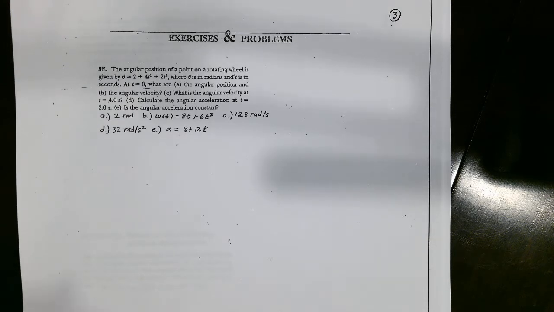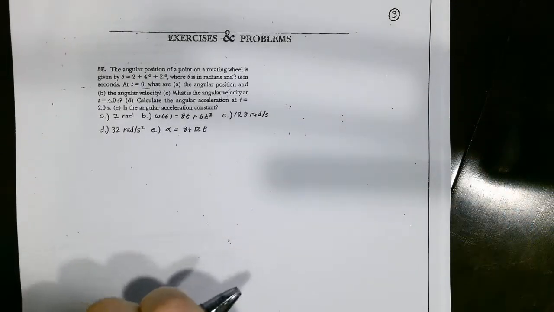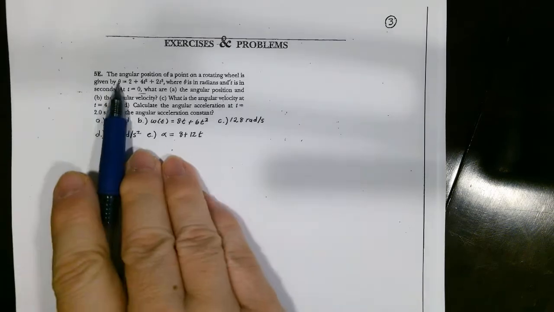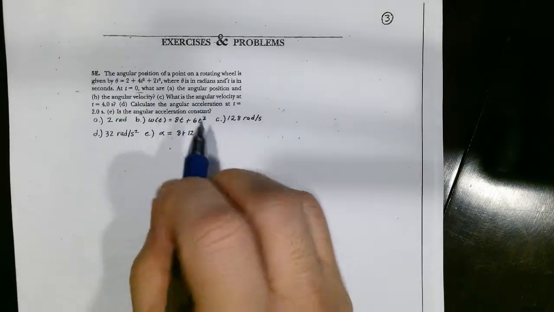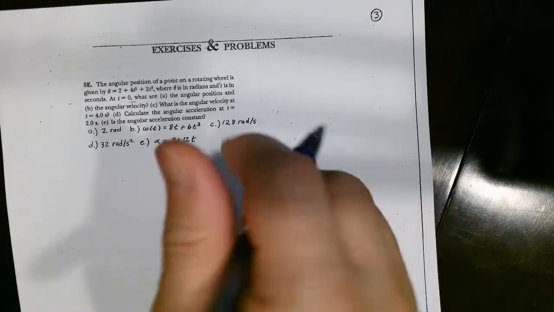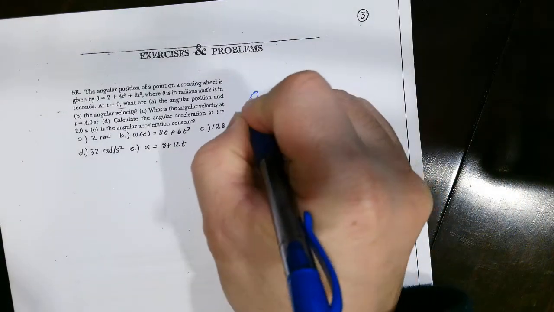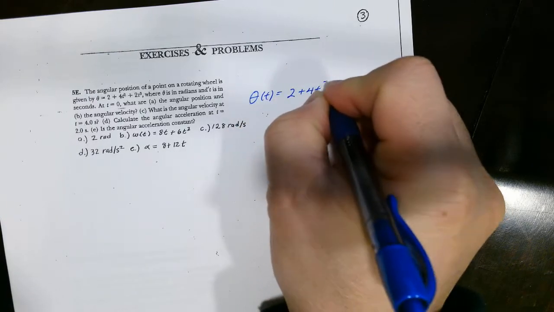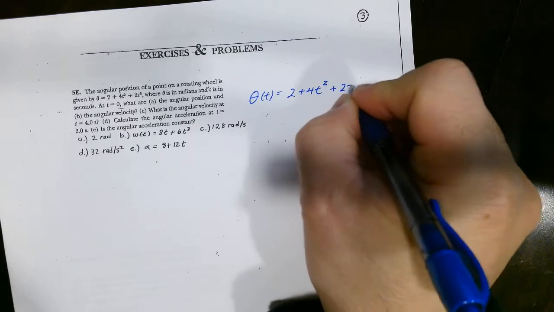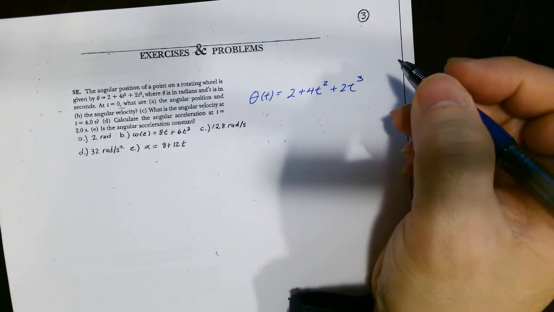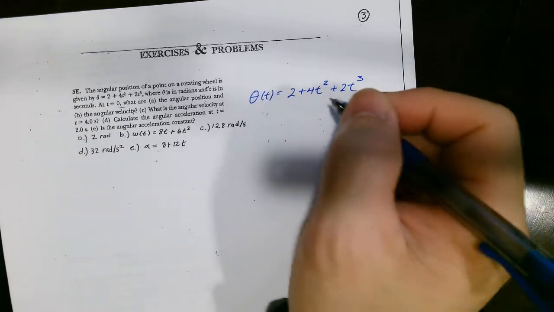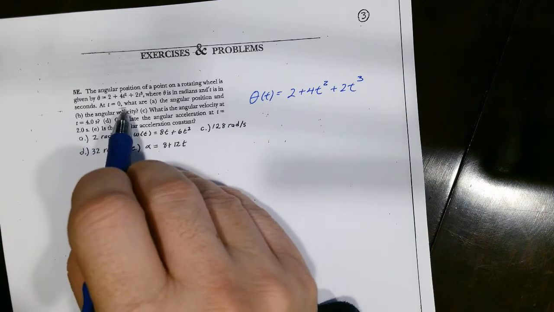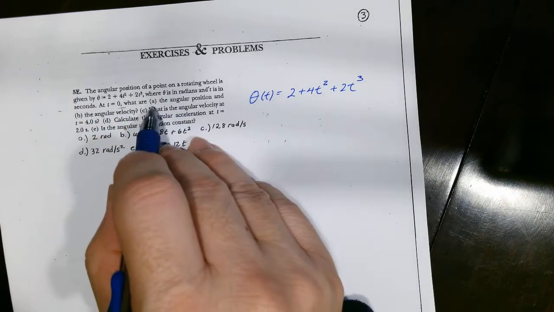Here, number 5e, the angular position of a point on rotating wheels is given by this equation right here. So it's a function of time, I guess, right? Theta as a function of time is equal to 2 plus 4t squared plus 2t cubed, where theta is in radians and t is in seconds.